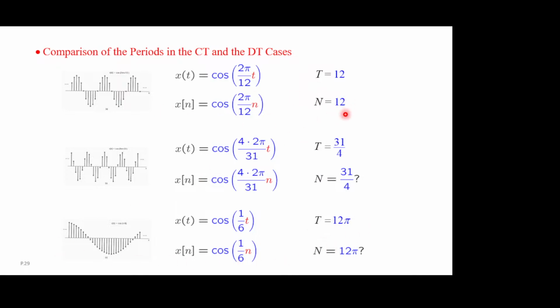And what about discrete time? Let's recount this. For discrete time, the fundamental period here is still 12. But is the fundamental period here 31 over 4, and is the fundamental period here 12 pi? So raise your hand, yes or no. If you think the fundamental period is still 31 over 4, raise your hand. If it's not, raise your hand.